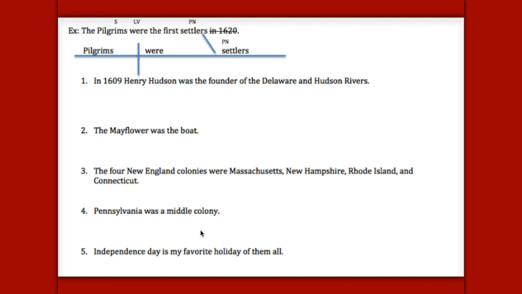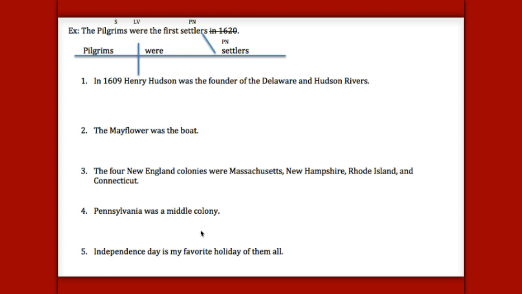First thing we want to do in sentence number 1 is cross out the prepositional phrase. There is one prepositional phrase in the sentence. Cross it out now. Okay, did you figure out that it was in 1609? Great. Henry Hudson is our subject.